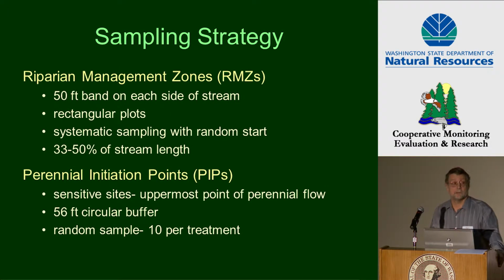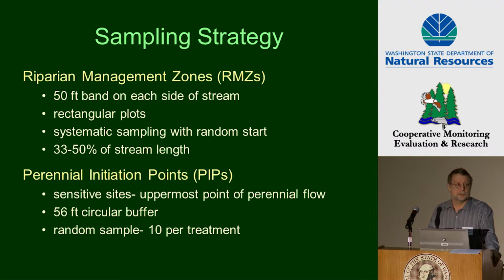Our sampling strategy focused on the riparian management zones, or RMZs, which on the type end streams are a band along the stream that extends out 50 feet on both sides. So our RMZ sampling plots were 50 feet in length along the stream and extended out to the edge of the RMZ on both sides of the stream. They were laid out in a systematic fashion from a random starting point, and in the small basins we sampled approximately 50% of the stream length and 33% in the larger basins.